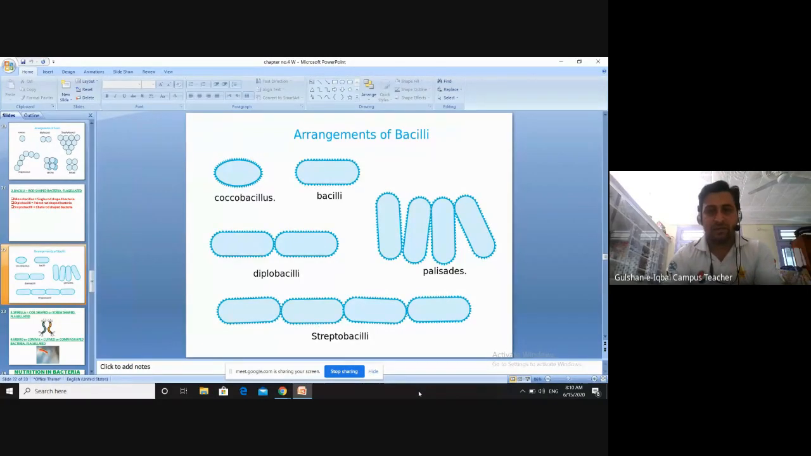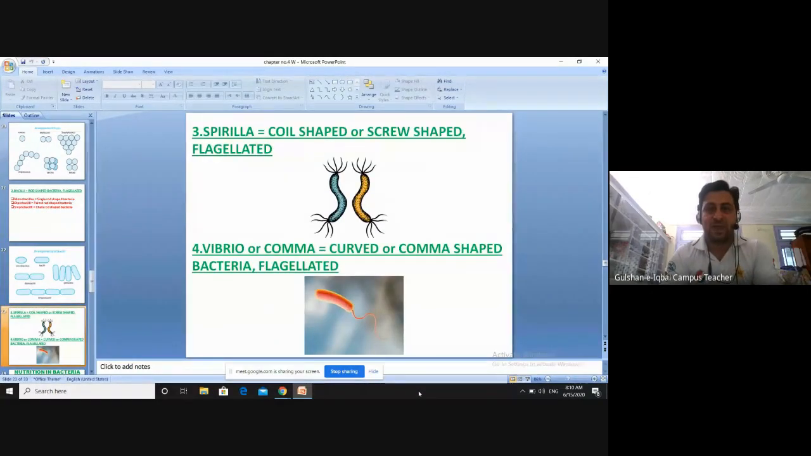Okay, then the next shape of bacteria we are having is spirilla. Spiral is basically coil shaped bacteria or screw shaped bacteria. They are flagellated. You can see in the diagram that they are flagellated bacteria. Okay, then the last one we are having is vibrio, or simply comma shaped bacteria. Okay, they are curved or comma shaped, like the comma of the English. Okay, they are flagellated. You can see the flagella present in them. They can move from one place to another as well.